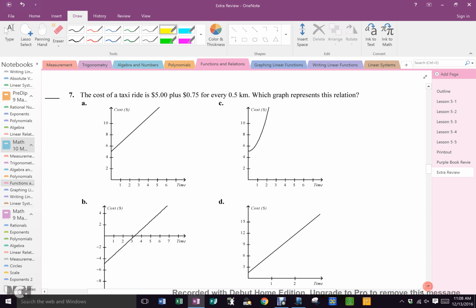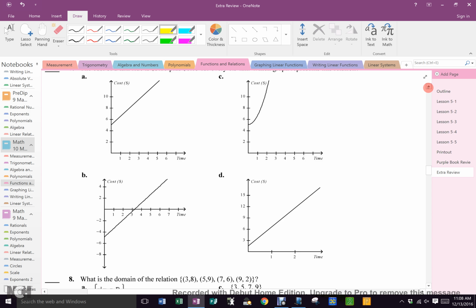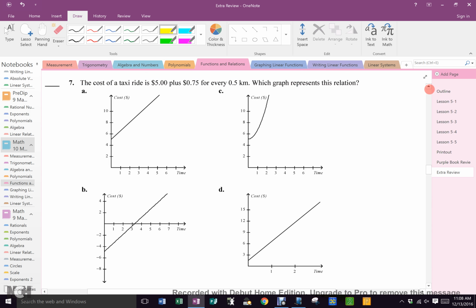Number 7, total cost of a taxi ride. $5 plus 75 cents for every 0.5 of a kilometer. Which one of these is it? Well, first of all, I got to check. Is this going to be linear? Yes, because there are no exponents. So since it's going to be linear, it can't be that one, because that's a curve.